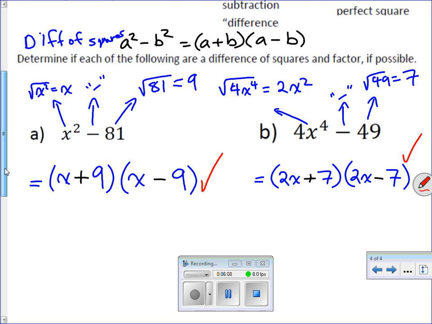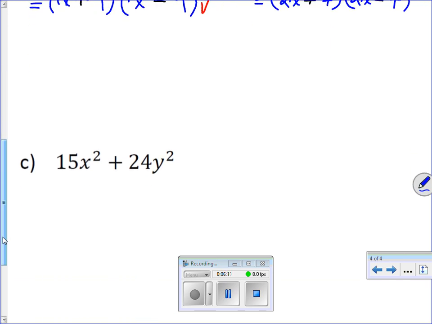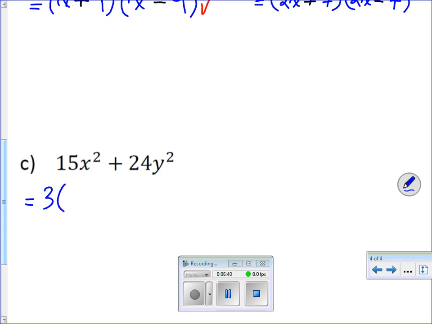Now, let us do the third problem of the day. We have 15x squared plus 24y squared. The first thing that you do is you look at it and you say to yourself, hey, there is a greatest common factor in here. Let's do that first. We might have a problem though. If we pulled out a 3, what's left inside our bracket is 5x squared plus, not 24, but 8y squared.